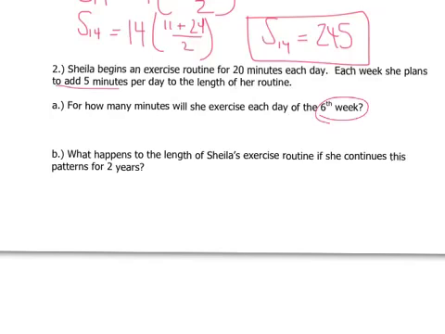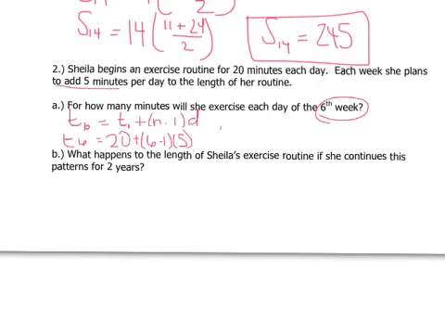Okay. So am I looking for a term or am I looking for a sum for this? How many minutes will she exercise each day of the 6th week? Term. So T sub 6 is what we're looking for. The first term is the 20. That's what she's exercising. I get how that wording is weird. But we have weird wording on the chart. Just relax. Our value of n is 6. What's the common difference? 5.